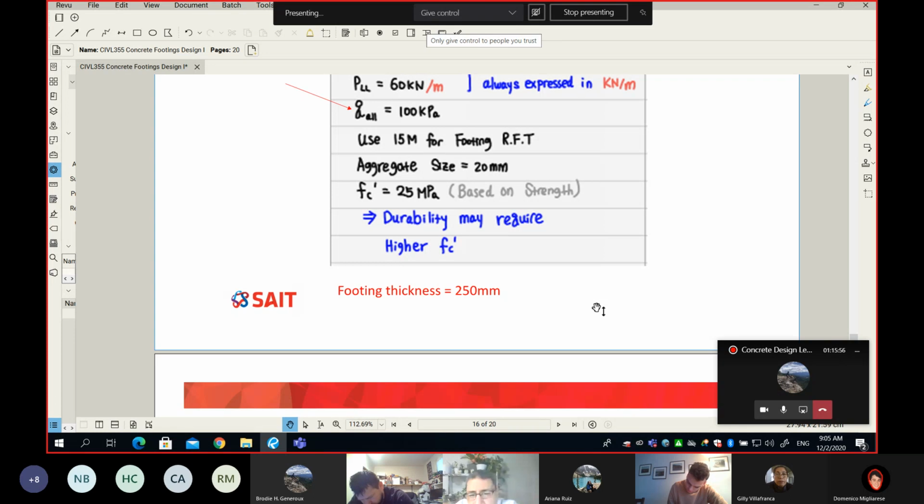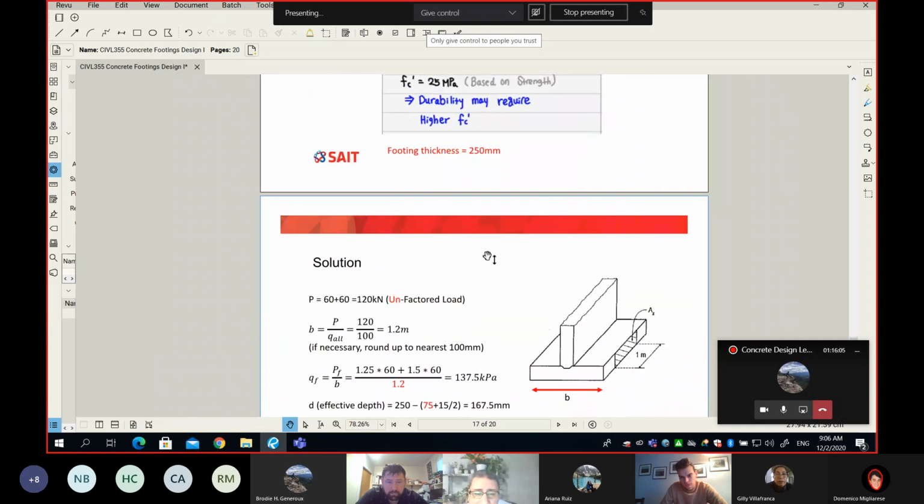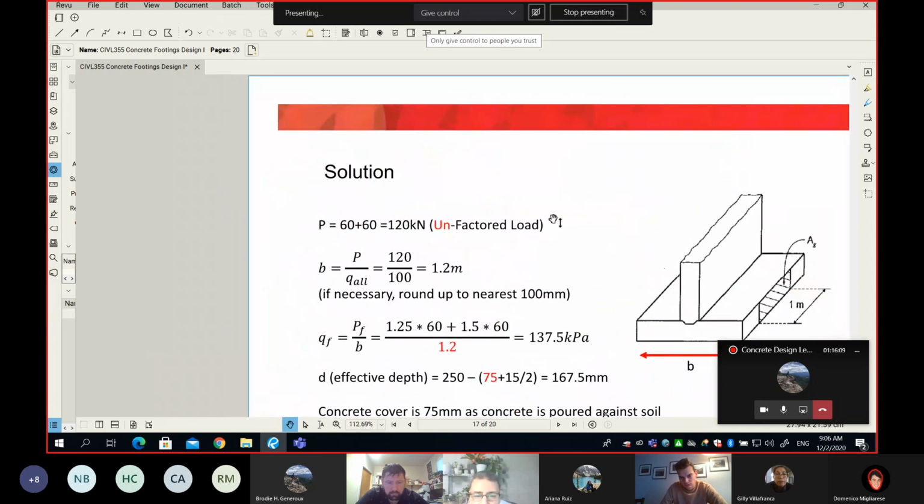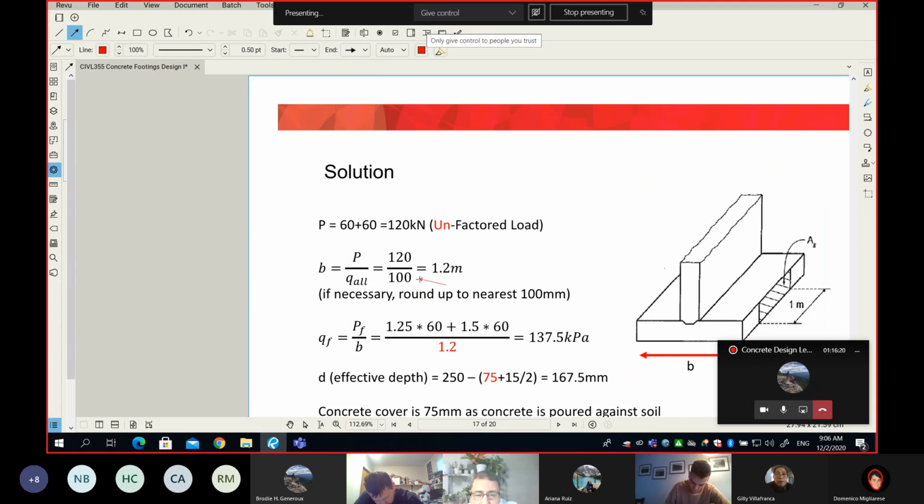And all we have to do is, you will see, check this thickness and see if it works or not. Now, let me show you how to solve this problem, which you will see is very, very simple. The only tricky part is the start. Because my geotechnical engineer provided Q allowable, you can see here this 100 kPa is a Q allowable and not a Q factored. It means do not factor your load.